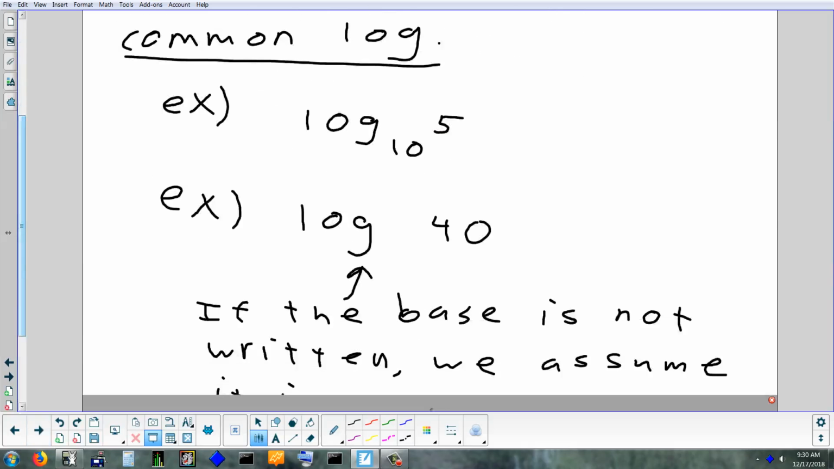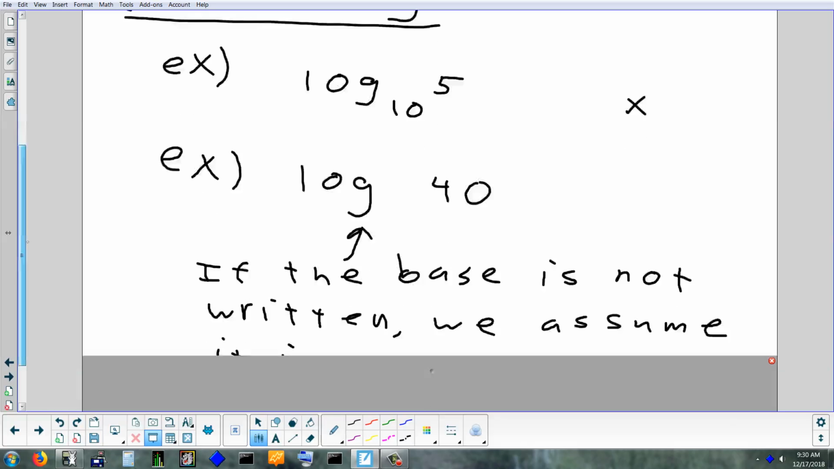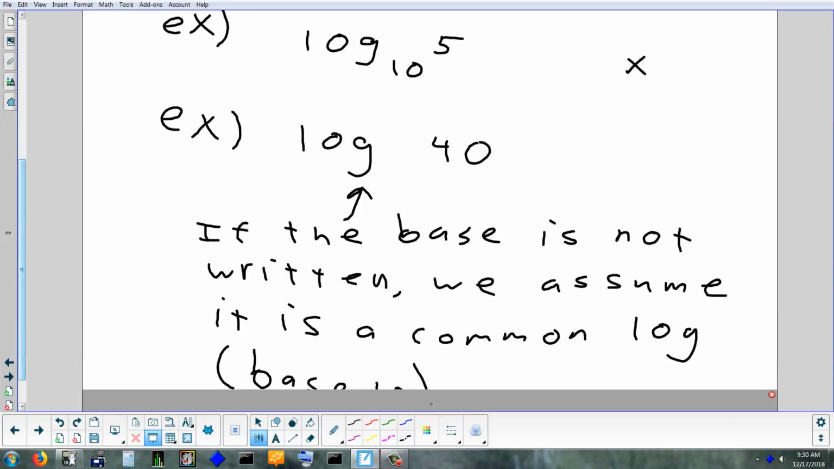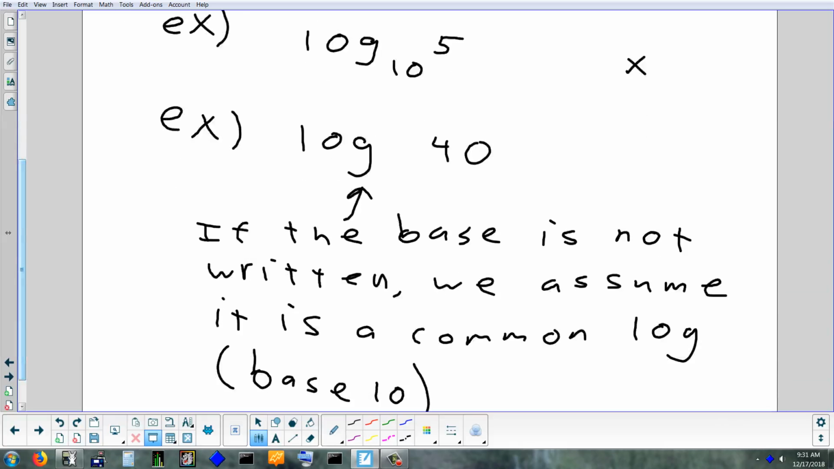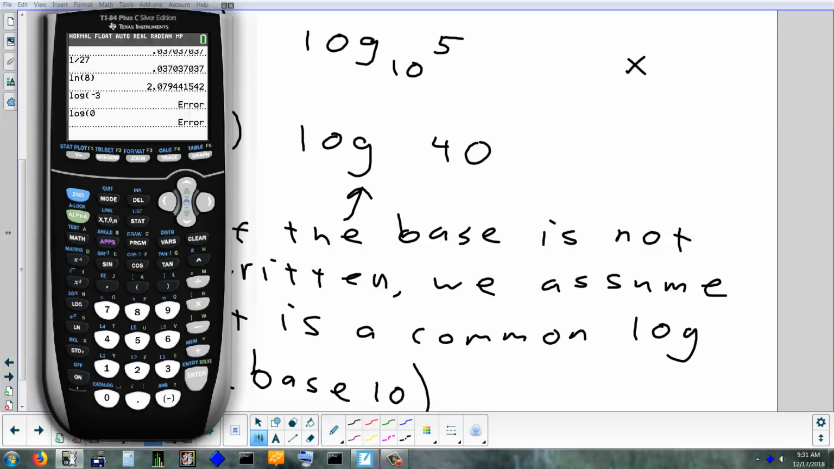Just like in math, there's a lot of things, if you don't write them, there's something there. Everybody assumes what it is, and we all agree what it is. If you write a variable without a number, assume it's a 1. If you write a log without a base, we assume it's a 10. So most of the time, when you see me write down a common log, I'm not going to write it with the base of 10. I'm just going to put log 40. And that's exactly how the calculator does it. If I type log 40, notice there's no base. That means the calculator is assuming I want base 10.